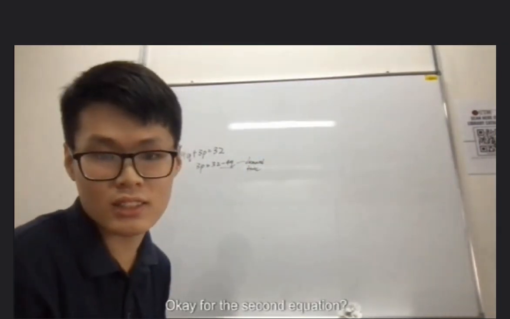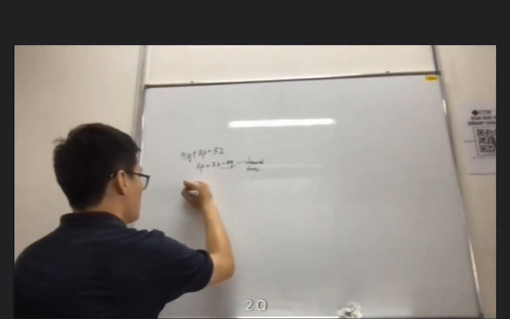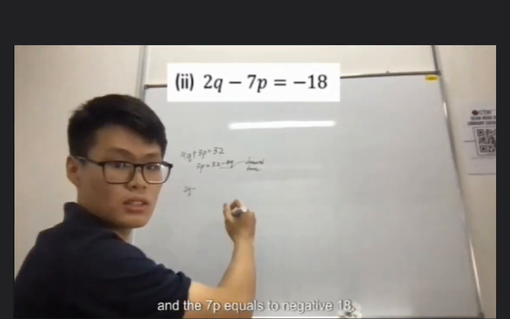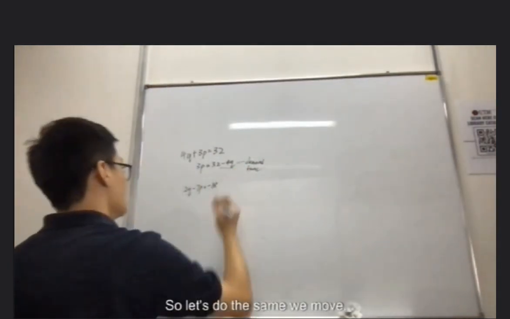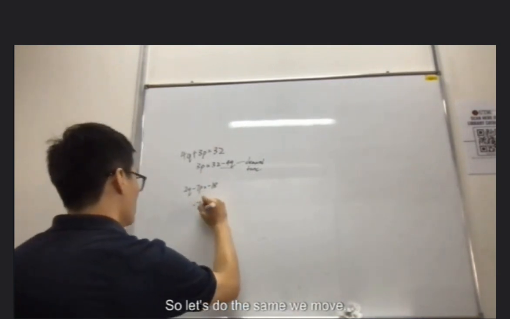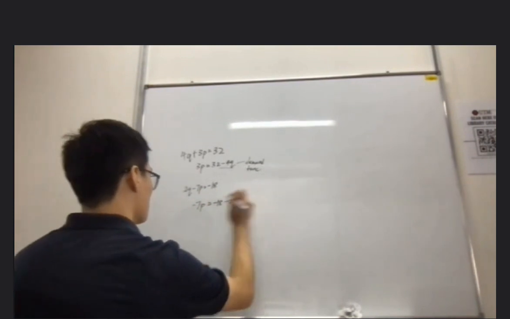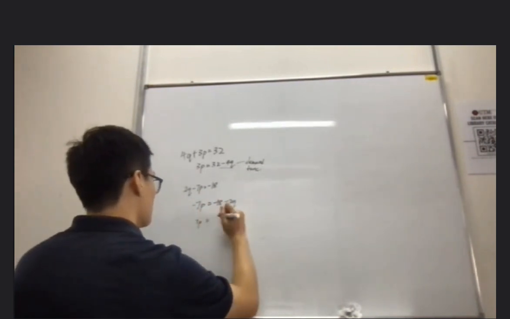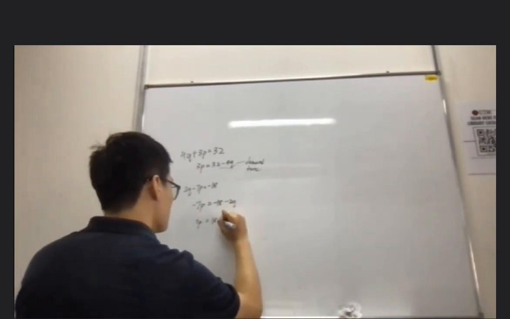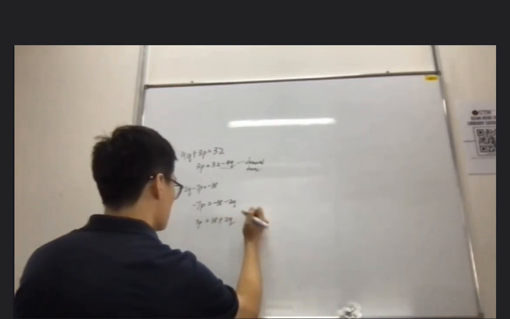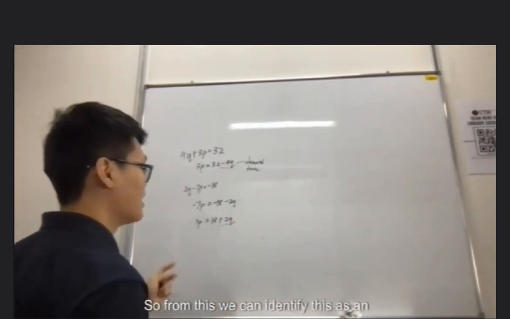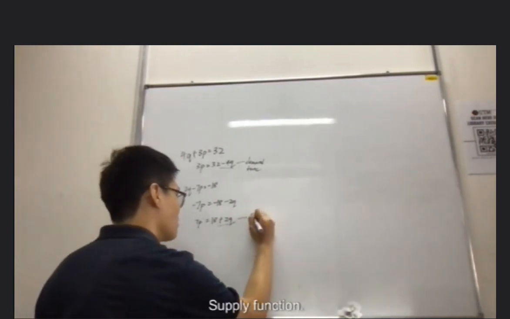For the second equation, 2q minus 7p equals negative 18. Let's do the same. We move the q to the back and try to express it. From this, we can identify this as a supply function.